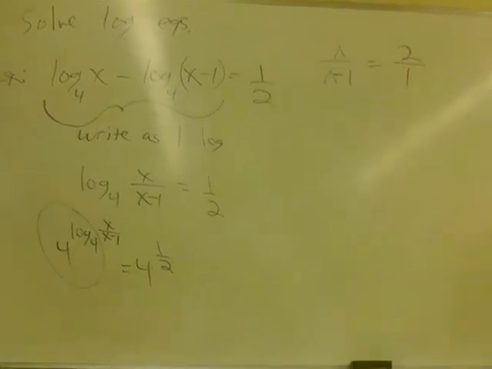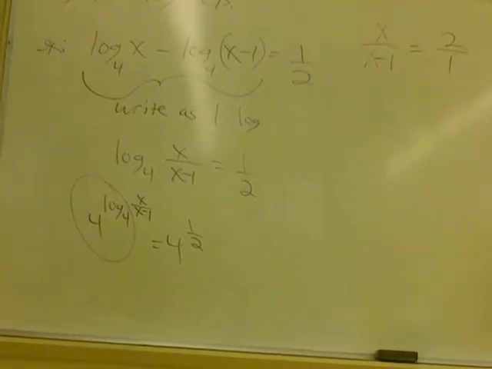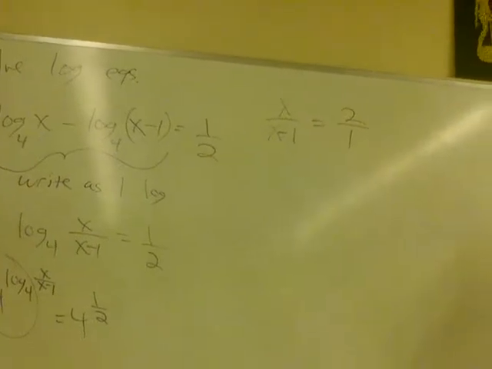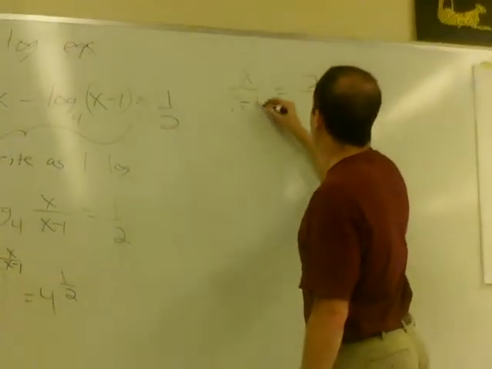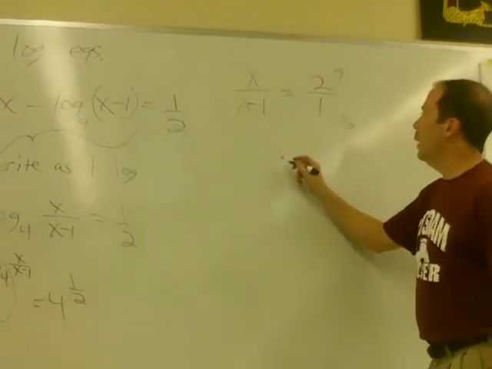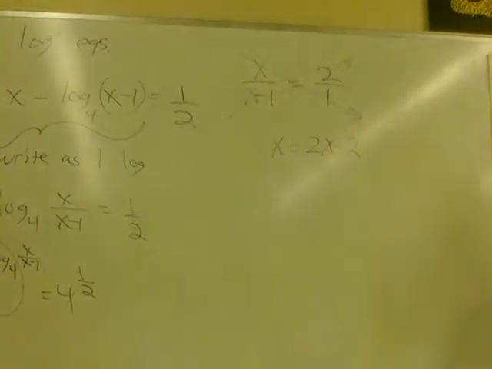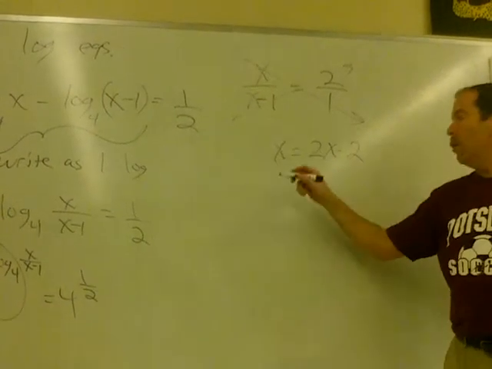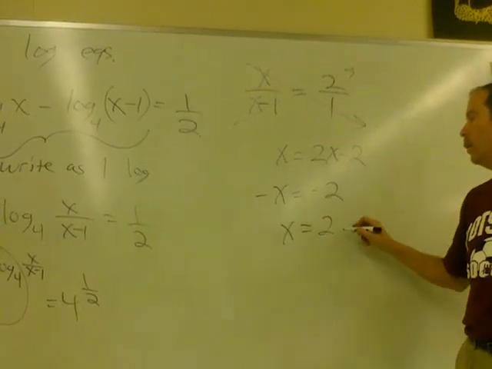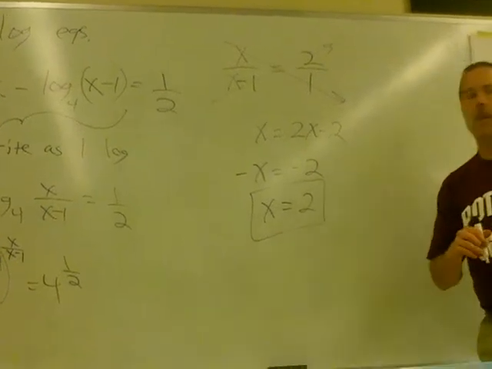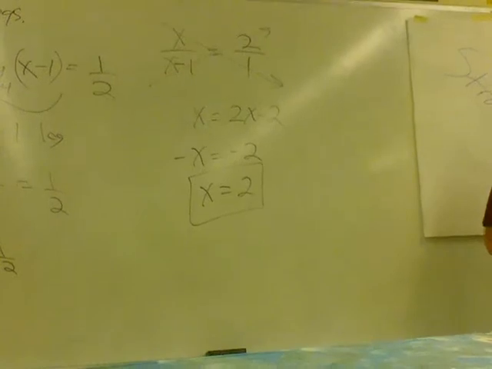So then we have to multiply by x minus 1. We could multiply both sides by x minus 1, or cross multiply. So we're cross multiplying and we get x equals 2x minus 2, making sure to distribute. Then we subtract the 2x. Negative x equals negative 2, or positive x equals positive 2. Plug it in and check. That's easy. Questions so far?